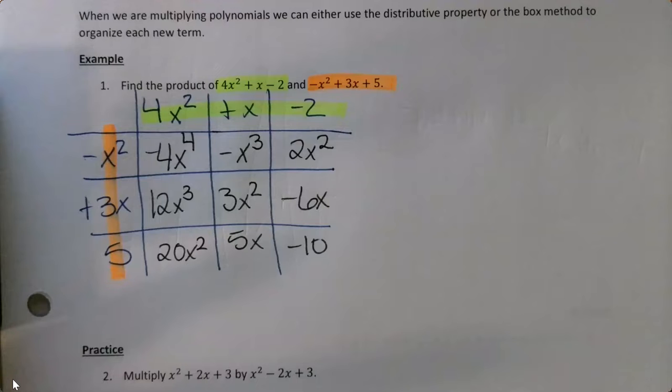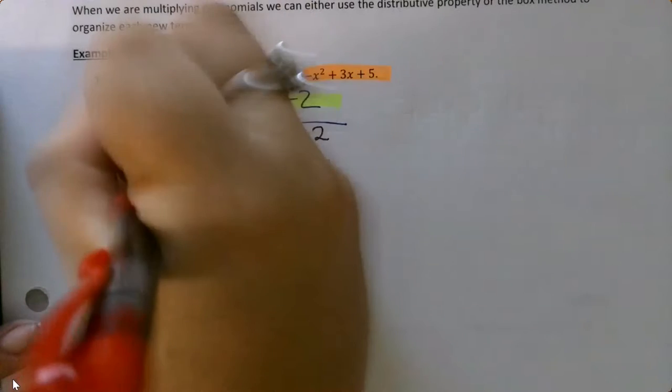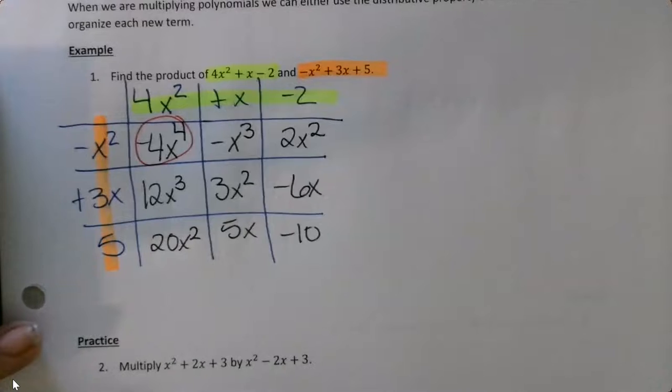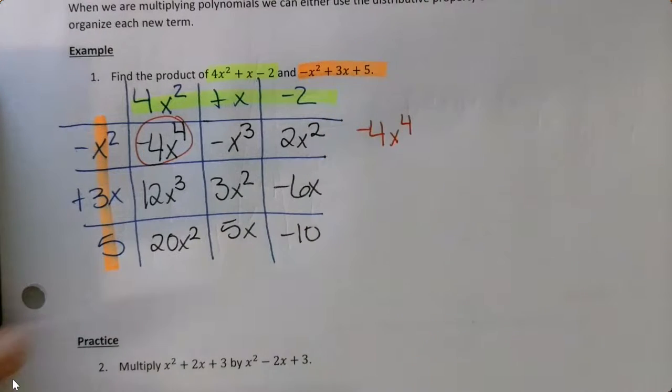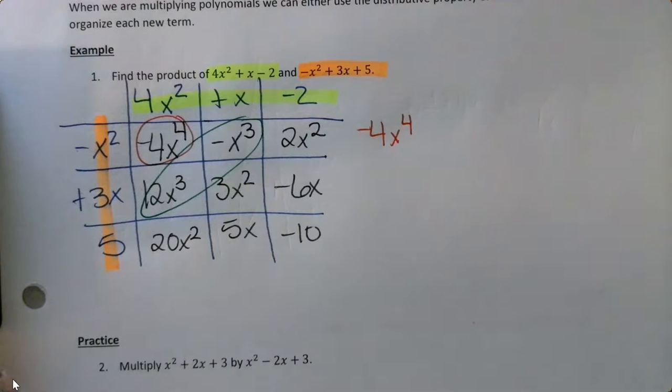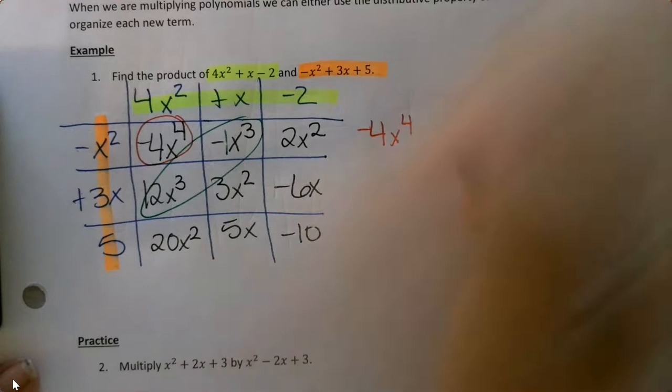Okay, then I want to go ahead and write out my polynomial by combining like terms. So I have negative 4x to the fourth and nothing else to add this to. Then I have 12x cubed and negative x cubed. So remember, this is the same thing as saying negative 1. 12 minus 1 gives me 11x cubed.